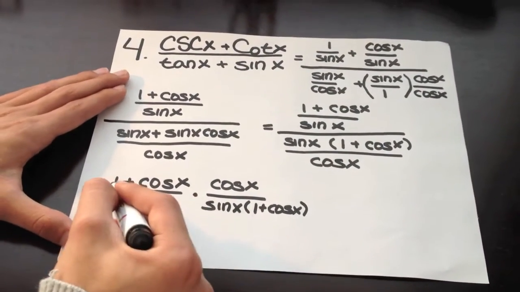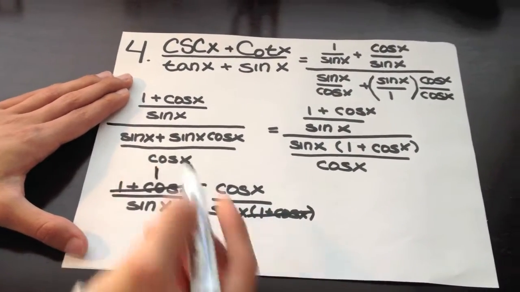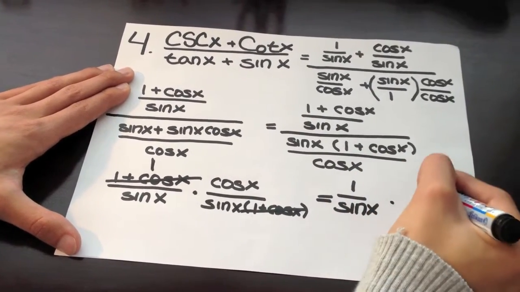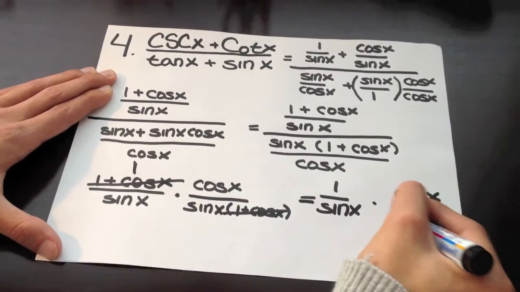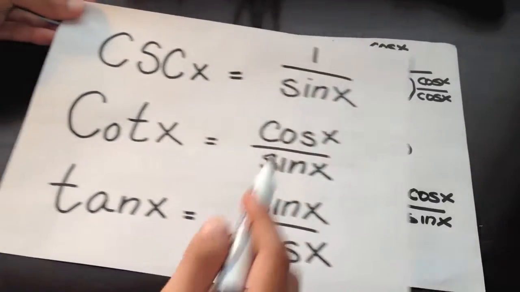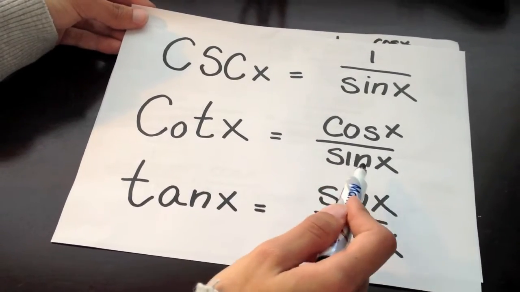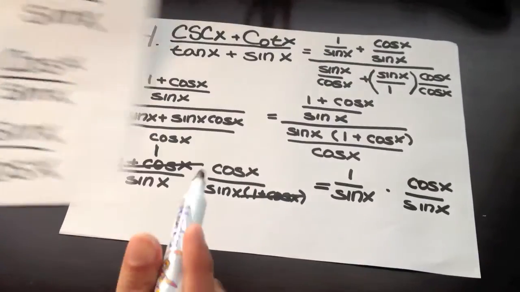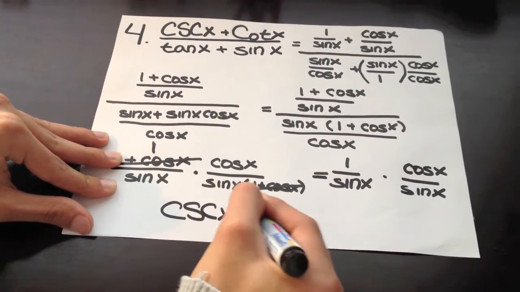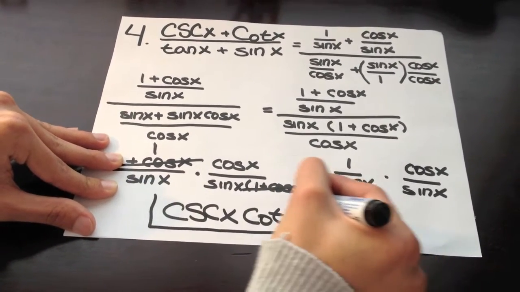So now notice that you can cancel out 1 plus cos of x and 1 plus cos of x, and that's going to leave you 1 here. And that equals 1 over sine of x times cos of x over sine of x. If you go back to your trigonometric identities, you'll notice that 1 over sine of x is the same as cosecant of x, and cos of x over sine of x is the same as cotangent of x. So this is actually cosecant of x times cotangent of x. And this is our final result.